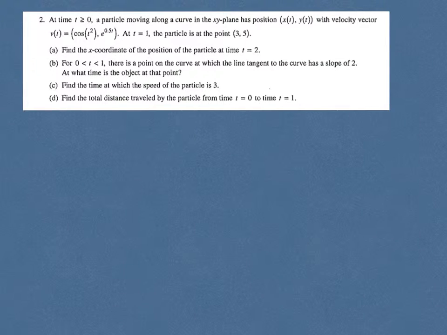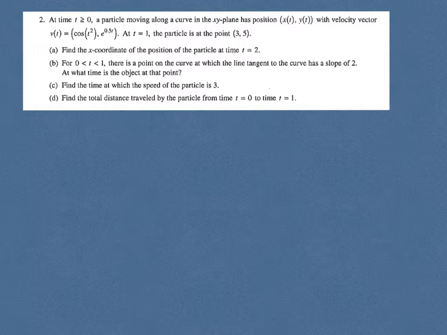Now, for this next part, for t going from 0 to 1, there's a point on the curve at which the line tangent to the curve has a slope of 2. At what time is the object at this point? So again, keep in mind what the slope is. You're looking at a curve in the xy plane, so you're trying to find dy/dx. Think about what you know right here to help you do that.